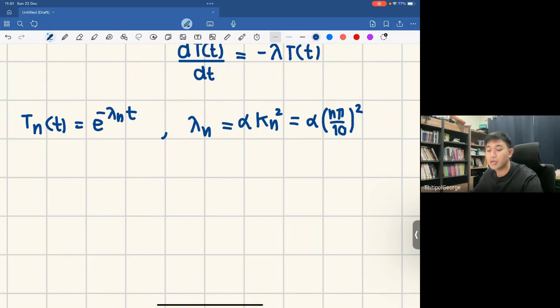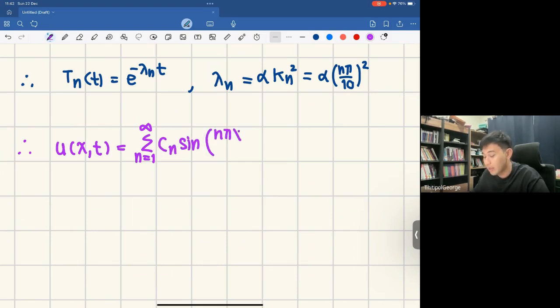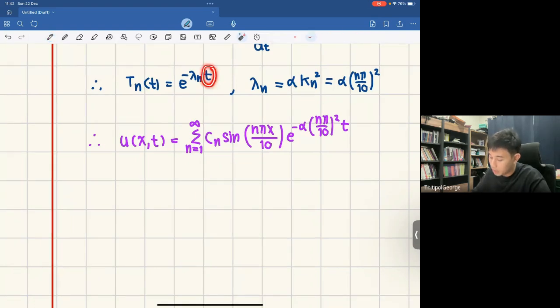Then we can combine the solutions. The solution of u(x,t) equals the summation from n equals 1 up to infinity of cn sine of n pi x over 10, times e to the negative alpha n pi over 10 squared t. And don't forget t here, after you substitute lambda n.